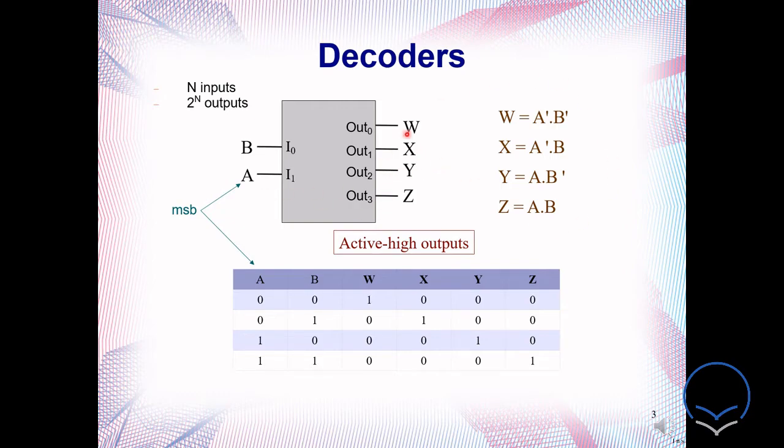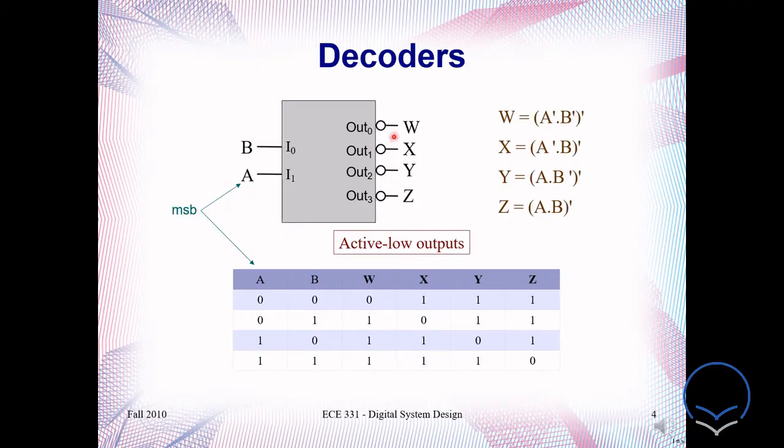So if you take the W, X, Y, Z, then W equals A prime dot B prime, and for the next one, A prime B, the third one will be A B prime, and the fourth one will be A B. So this is the equation for the active high output decoder.